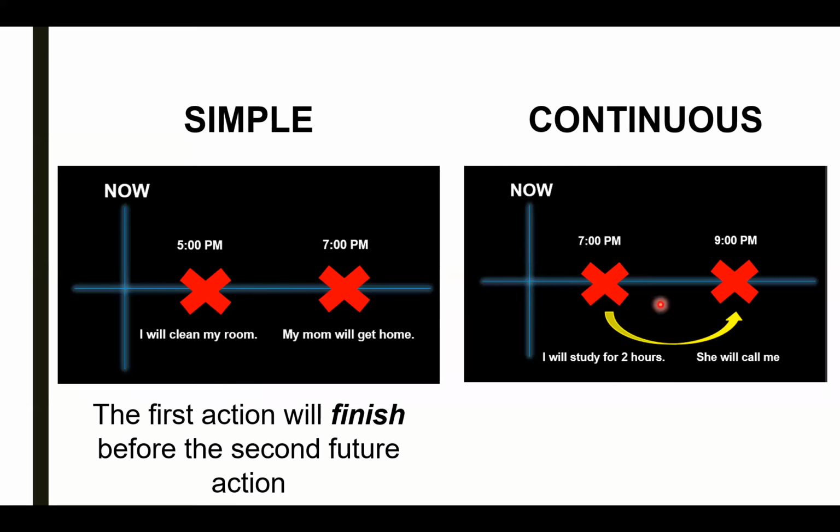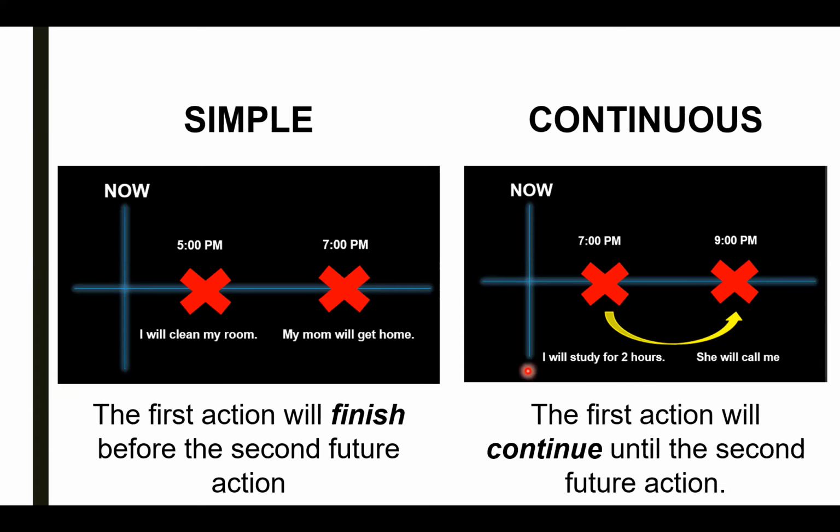We have both of these actions are happening in the future, right? However, the first future action is not going to end before the second future action. Okay, that would be the difference. So in this case, the first action will continue until the second future action. So you guys can see it being represented by this line right there. So in this case, he's still studying. Okay, by the time she's gonna call him, it's not gonna stop until the second future action. All right. So that's the difference between uses.